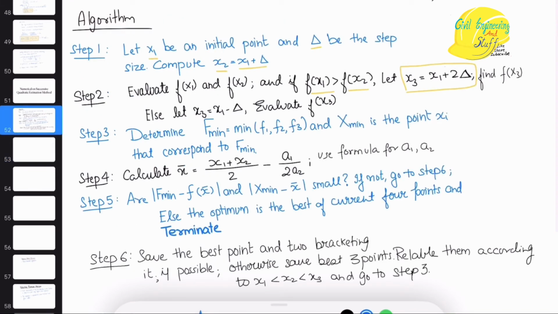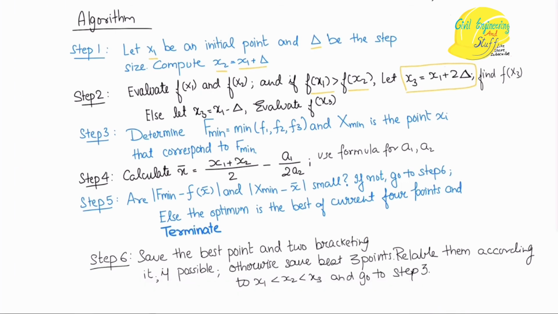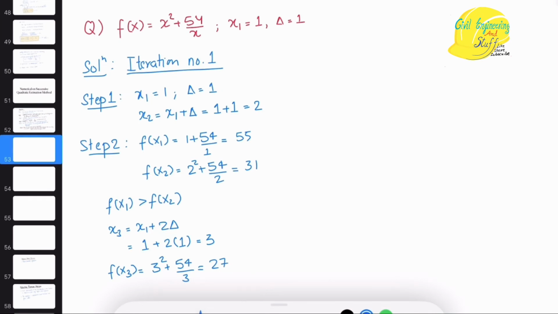Then in our step 3 we have to find out the minimum function value from the function values that we have found. So up till now we have found f(x1), f(x2), and f(x3). We have to see which of these function values has the minimum value, and the point corresponding to the minimum function value will be x minimum. All right, so let's do this step 3.